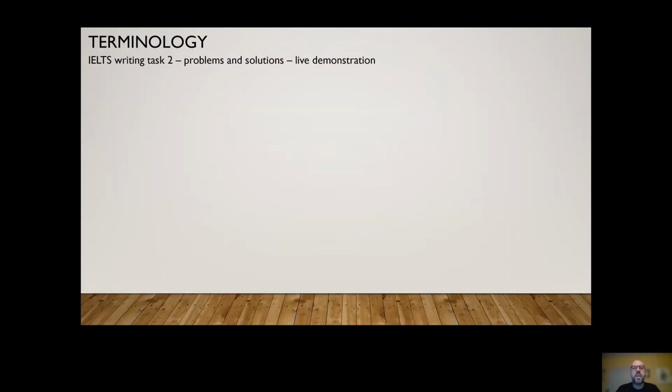Okay, let's start with an explanation of some of the terminology that I'm going to use in this demonstration of a problems and solutions style IELTS Writing Task 2 essay.